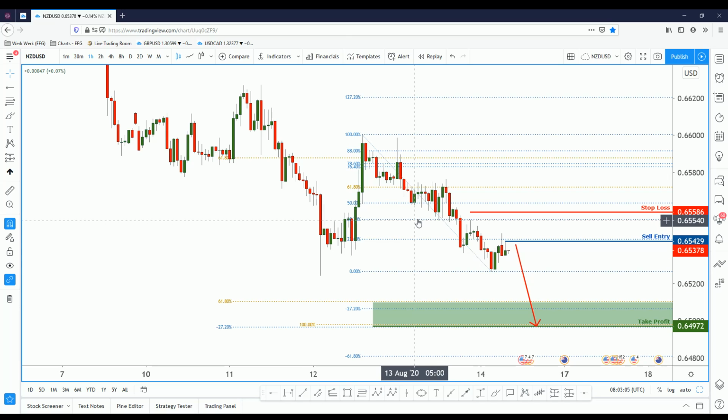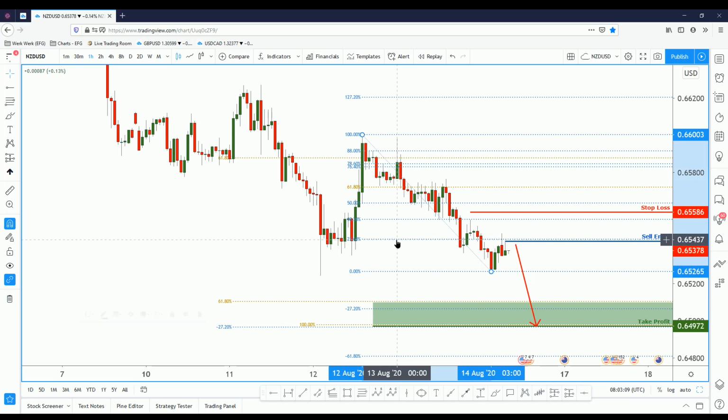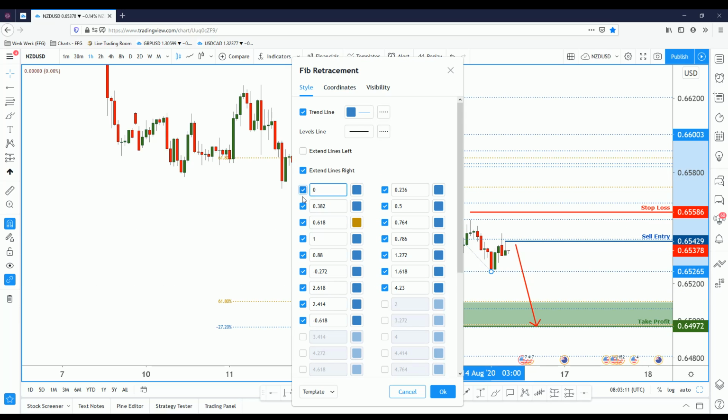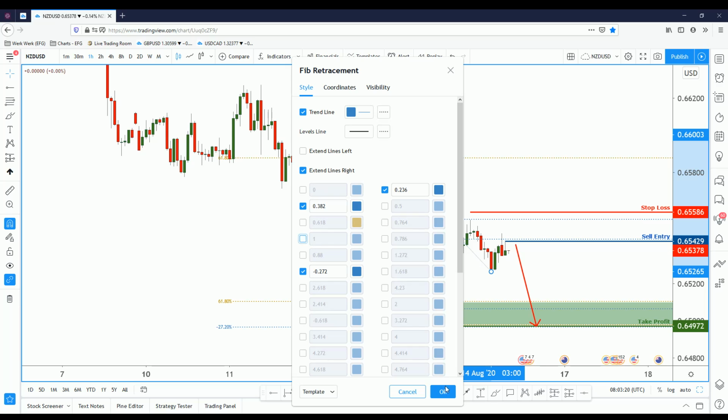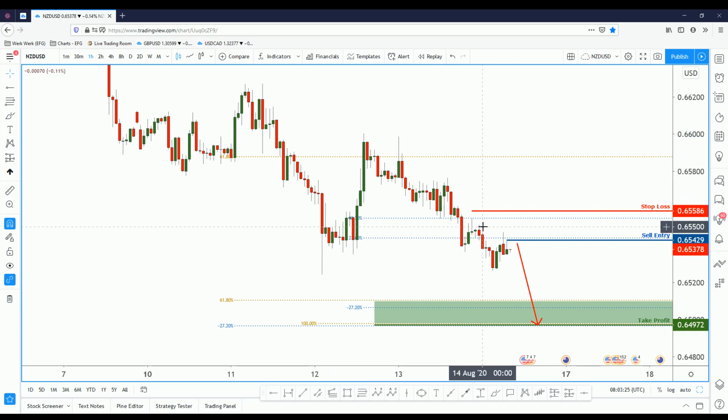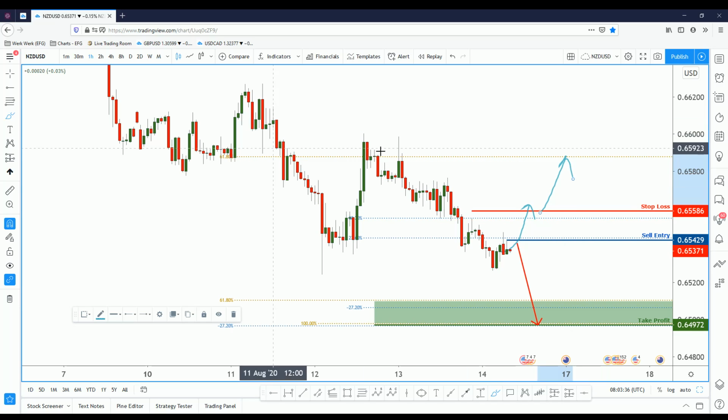It's interesting to note that the 27.2 also falls within this target zone. So I'm just going to highlight 38 and 23.6 and the negative 27.2. We have something like that. This makes for a very nice risk reward level, and should price actually reverse, break above the 23.6 and even surpass the 38 and take us out, I'll immediately go long and play towards the long-term 61.8 again.